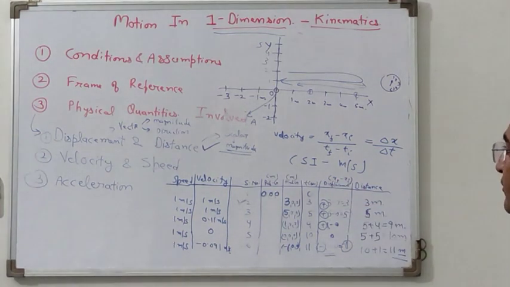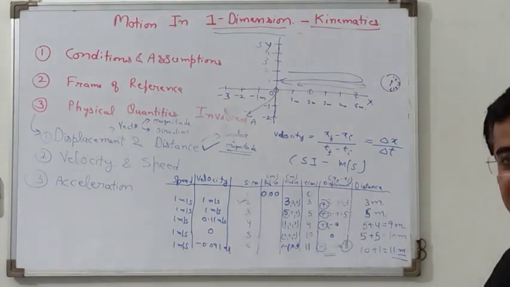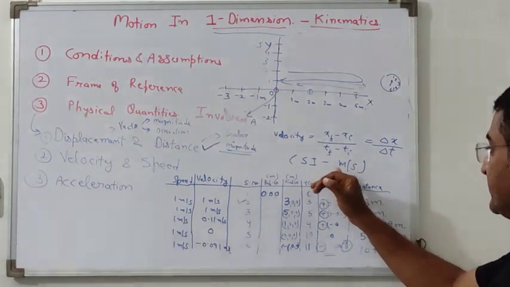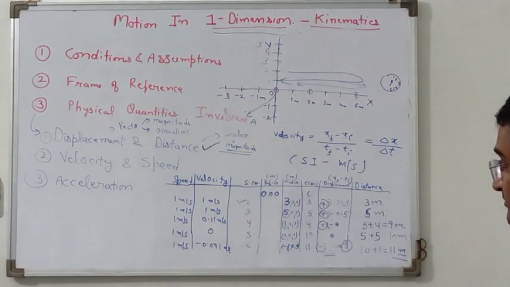Again, velocity is a vector quantity. It has both magnitude and direction, and the standard unit is meter per second.